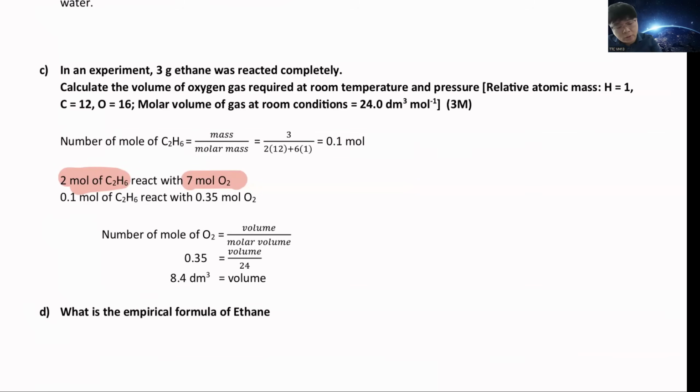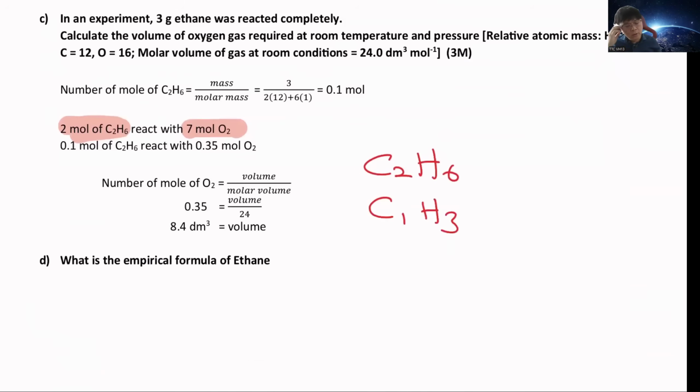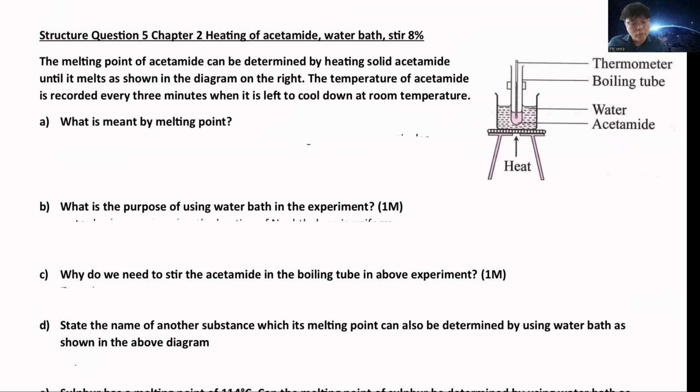The empirical formula, so the molecular formula is C4H6. For empirical formula, you simplify the ratio. It becomes CH3 because 2 and 6 can simplify to 1 and 3. Okay, then we go for question 5. Very fast go for question 5.